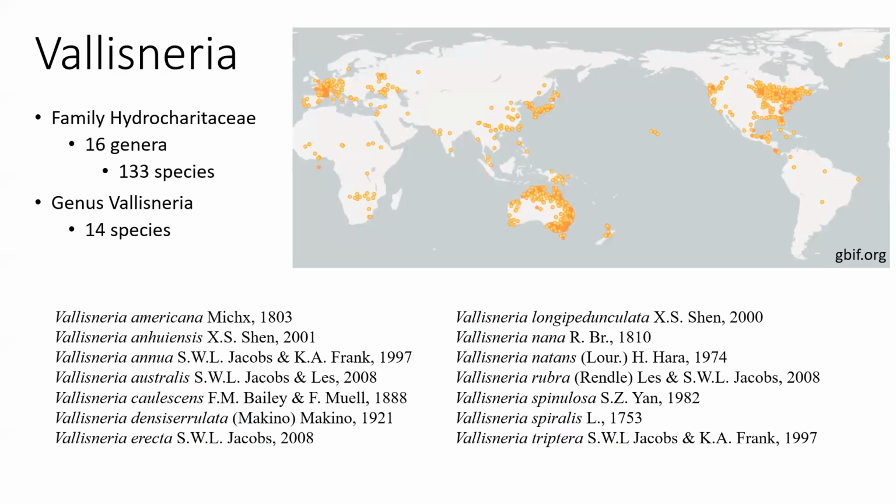Vallisneria are found worldwide. So here's a map that I pulled from GBIF, which shows the occurrences from both iNaturalist and from herbarium specimens that were cataloged with Kew Gardens. The genus contains 14 valid species for now. So I'm hoping that my research will shed some light on some of the taxonomic issues that are currently in place here.